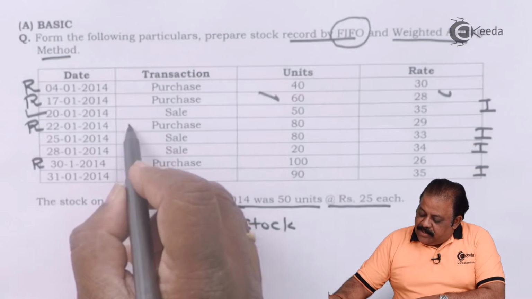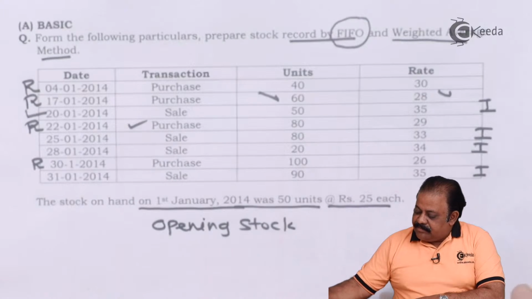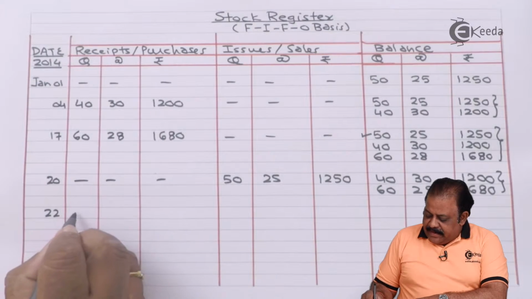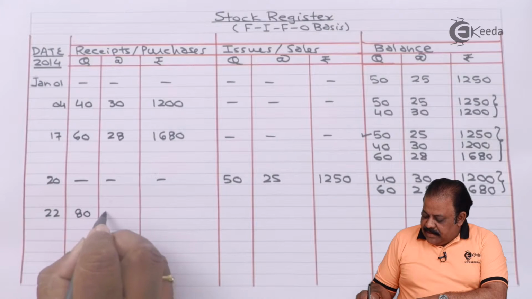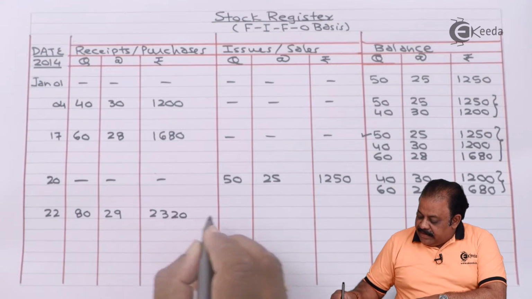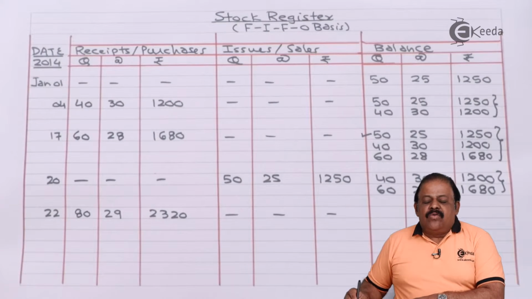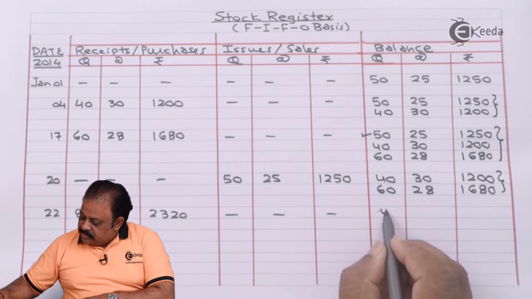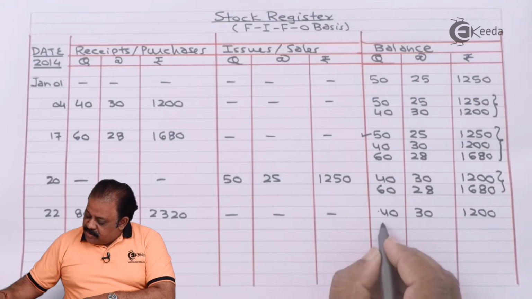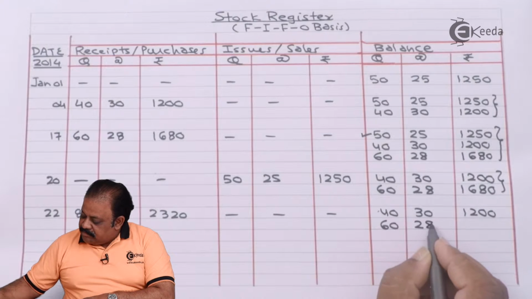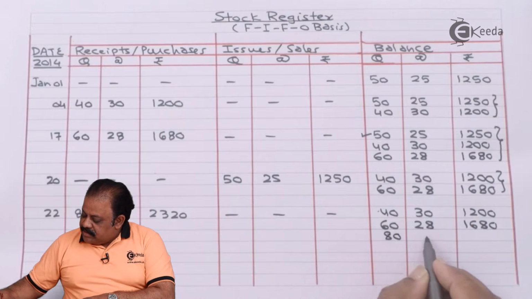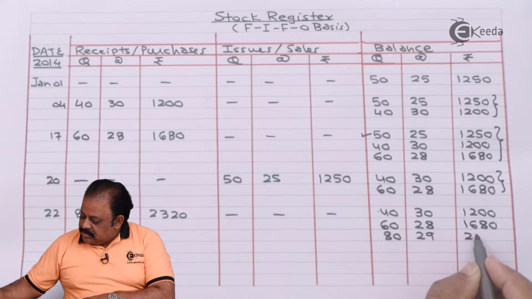On 22nd, there is purchase of 80 units at the rate of 29. Date 22nd, purchase of 80 units at the rate of 29. So it will be 2320. We will be recording now closing balance 40 units at the rate of 30, 1200. 60 units at the rate of 28, 1680. And now fresh purchase 80 units at the rate of 29, 2320.